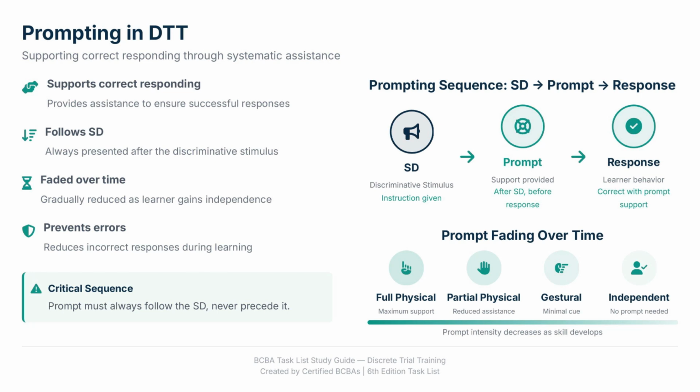Prompts are used to reduce errors and help the learner contact reinforcement, but they are not meant to be permanent. Over time, prompts must be systematically faded so that the learner can respond independently. A key exam trap is placing the prompt before the SD, which changes the contingency and leads to prompt dependency.